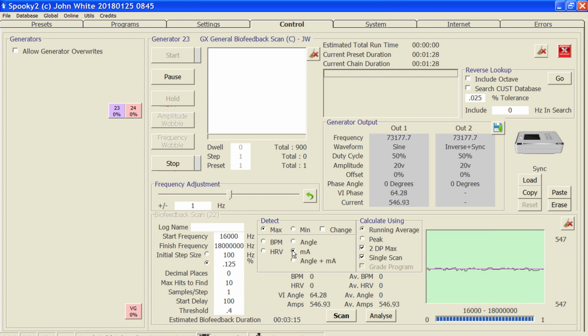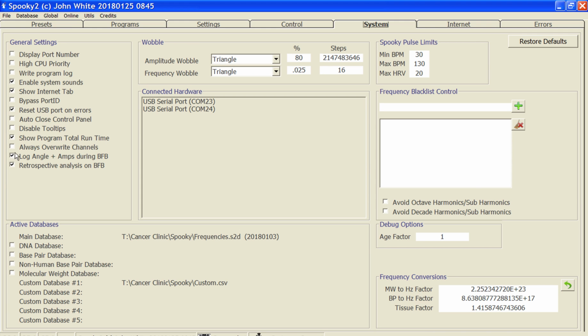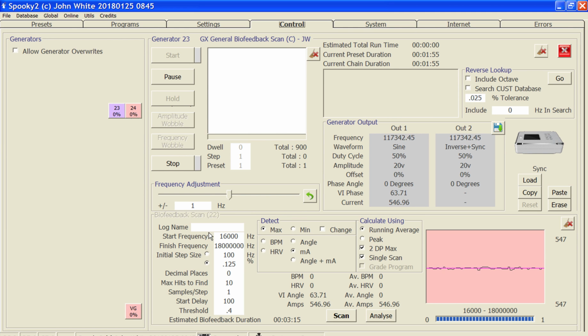Another point I want to mention is we are monitoring the current. If we go to the system tab, this option is selected, which is log angle plus amps during biofeedback. Please always enable that if you can, unless you really want to decrease your scan time. The reason is this: if you have this ticked, at the end of a scan, if you want to redo the scan using the angle instead of milliamps as an option, you can click on Analyze and use your previous data without having to sit for another 6 or 5 minutes or whatever to perform the scan again. The scan will then monitor the angle and give the results back.